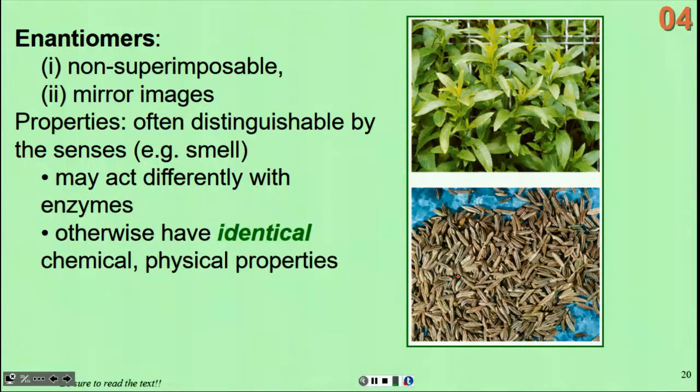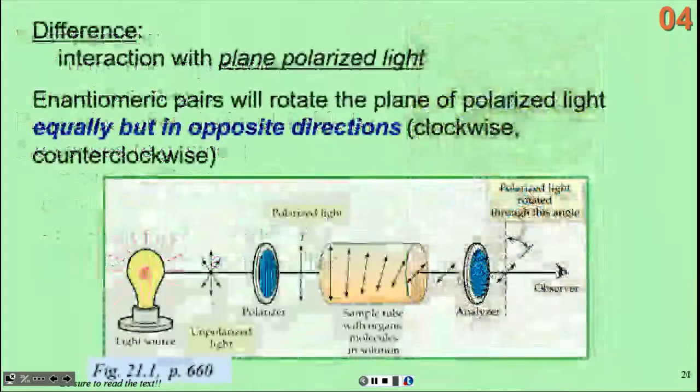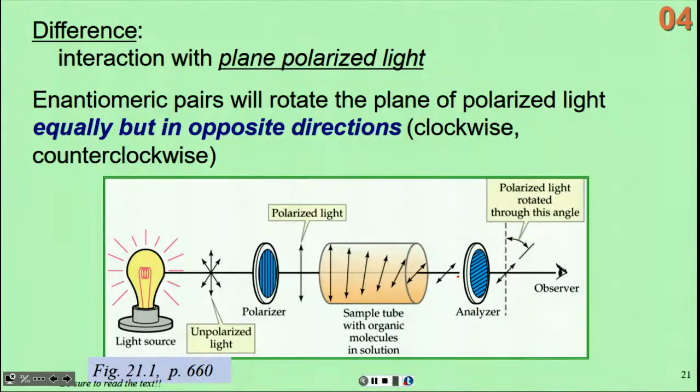And so other than that, they have identical chemical and physical properties in a general sense because their functional groups and numbers of carbons, et cetera, are exactly all the same. But it's going to be things like enzymes and other biological molecules that perceive or respond to these stereoisomers, enantiomers, mirror image forms differently.